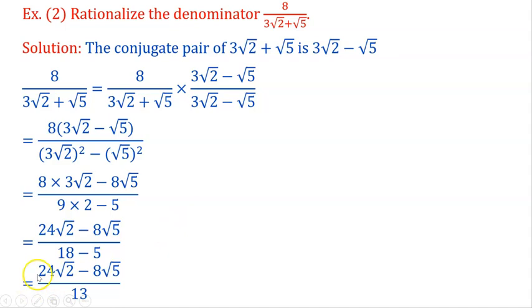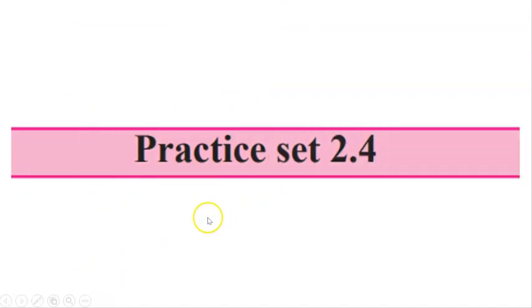And hence you will get 24 root 2 minus 8 root 5 upon 13, and hence the denominator is rationalized. Now we'll start practice set 2.4.